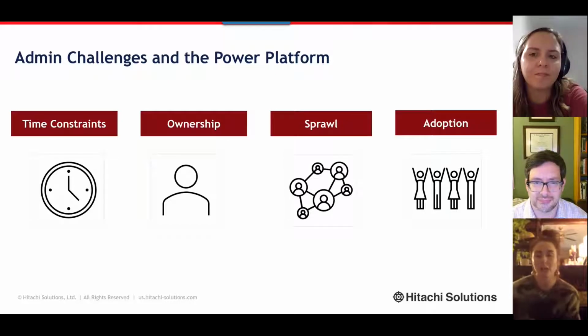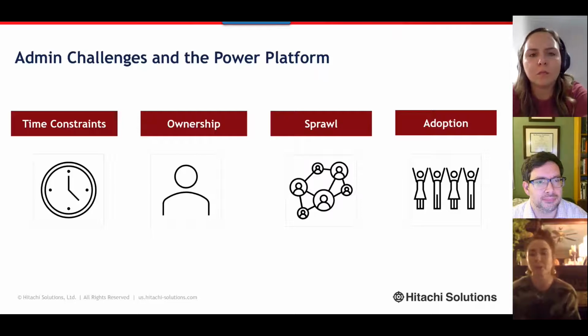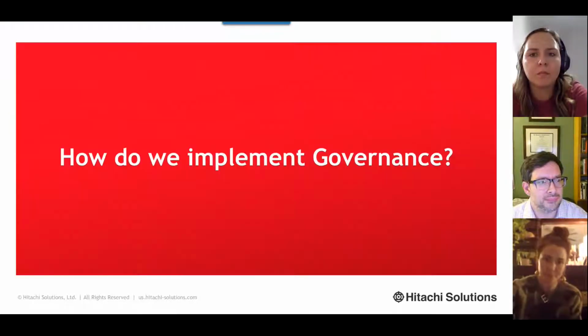And finally, adoption is pretty key when you implement anything new, not only a platform. So we want to ensure that the Power Platform is being adopted at scale, and also people are using it. They know what it can do. So those are a couple of the challenges of the Power Platform implementation that we're going to address today.